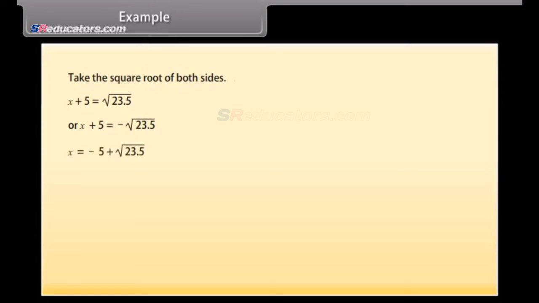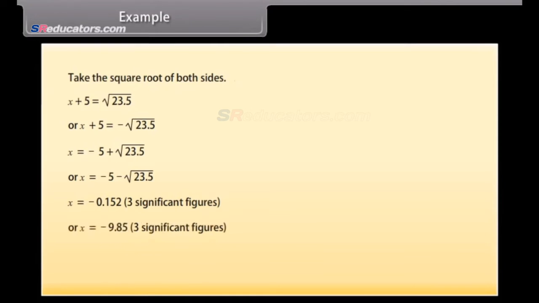x = −5 + √23.5 or x = −5 − √23.5. x = −0.152 to three significant figures, or x = −9.85 to three significant figures.